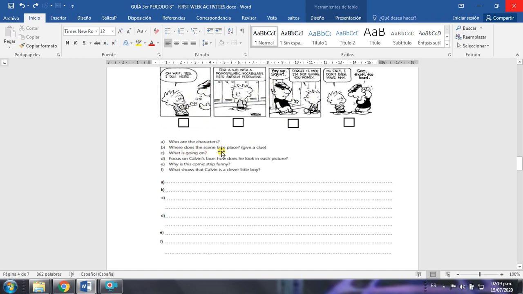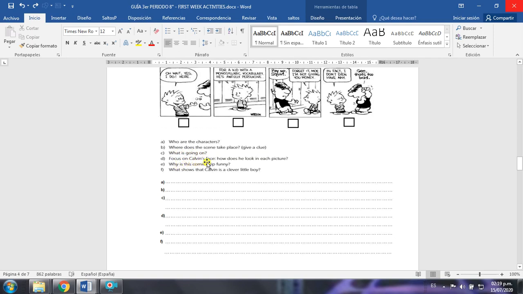Where does the scene take place? Give a clue. See what is going on. This expression going on is the same as what happened. Esa expresión es lo mismo que what happened. ¿Qué sucede?